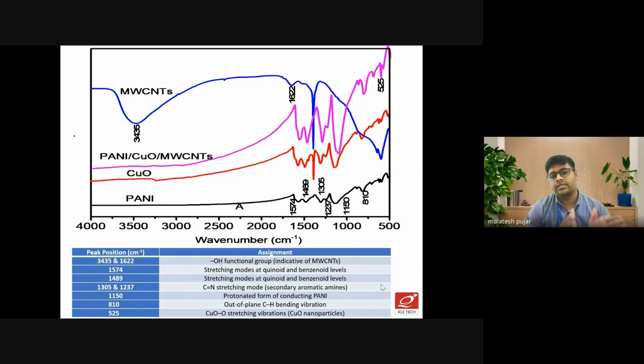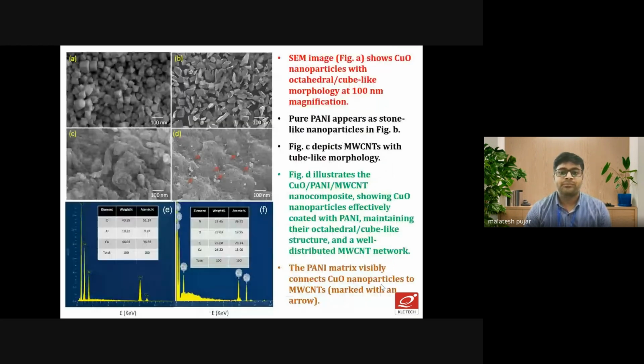Here we have gone for a wave number range from 4000 to 500, which is well known, and the broader peaks at the higher wave numbers correspond to the multi-walled carbon nanotubes, which present OH functional groups, and we have to cross verify with our PANI also. The peak associated with 1150, and then the copper oxide stretching vibrations are present at the lower wave numbers, which we observed at 525.